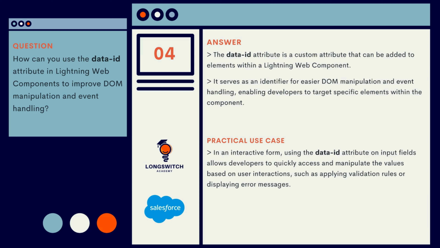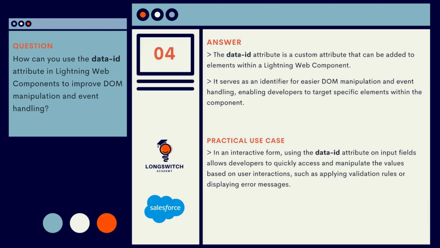You can answer it as follows. The data id attribute is a custom attribute that can be added to elements within a Lightning Web Component. It serves as an identifier for easier DOM manipulation and event handling, enabling developers to target specific elements within the component. If I have to highlight one practical use case, then we can consider an interactive form.